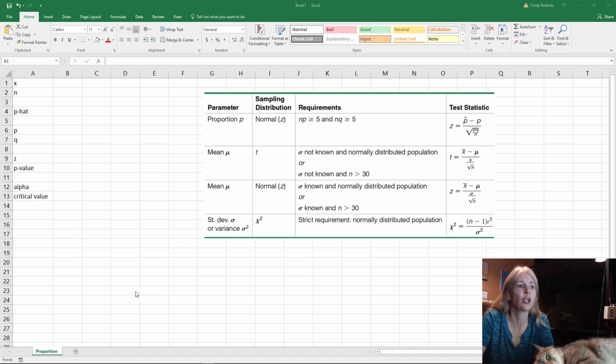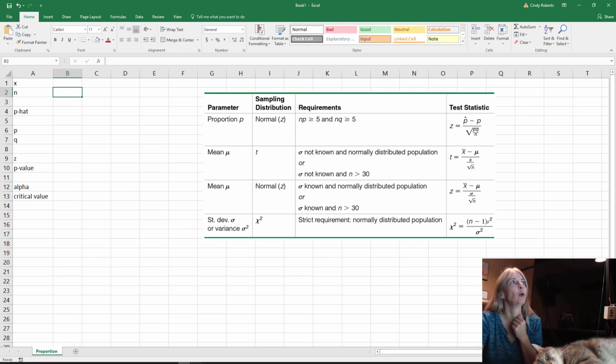All right, so I'm going to show you how to set up an Excel. I'm going to do a video on each one, so it's not a big long video. But this one I'm going to show how to do a proportion. What I did here is I just double clicked on this tab and then I typed proportion because I'm going to actually have a spreadsheet for each one of these. What's cool is if you use Excel, then you're able to just reuse this same example over and over.